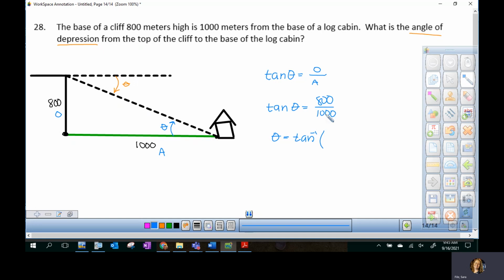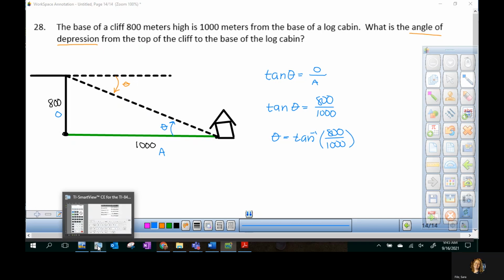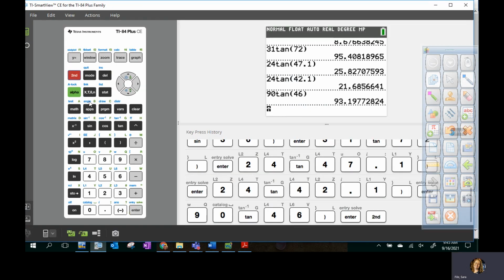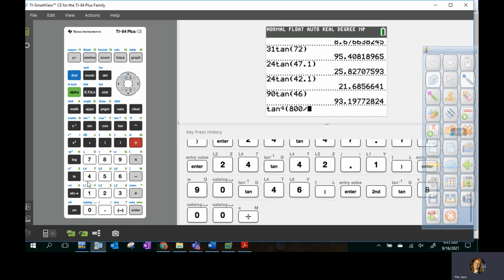Remember, when you have a fraction like this, you can reduce it. You could reduce it to 80 over 100 or 8 over 10 or 4 over 5. It doesn't matter. Or you can leave it as is. As long as you reduce it correctly, that's fine. You'll get the same answer. If you don't want to risk it, don't reduce it. Use the entire numbers that you were given. So inverse tangent, so second tangent of 800 over 1,000.